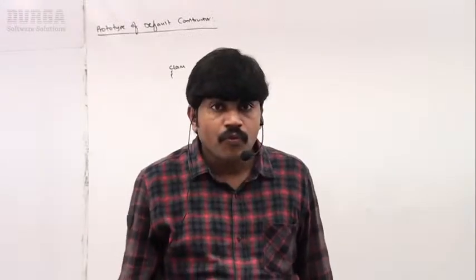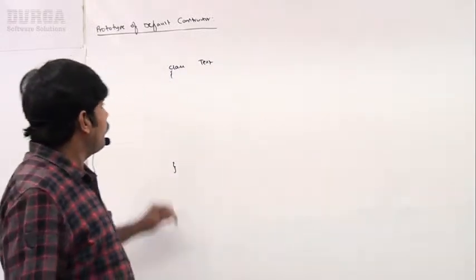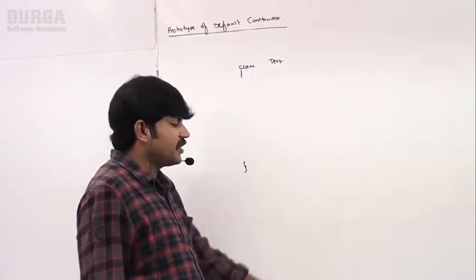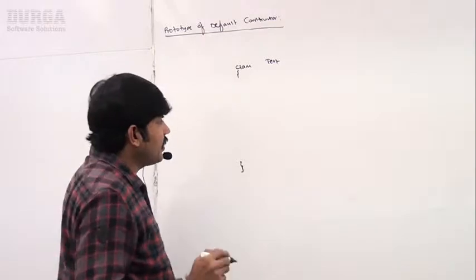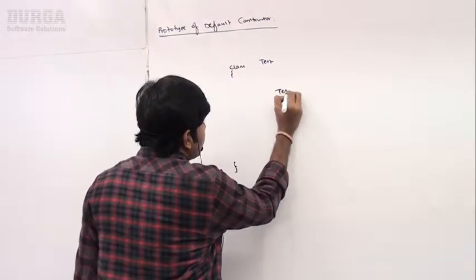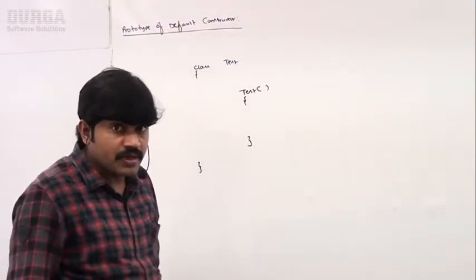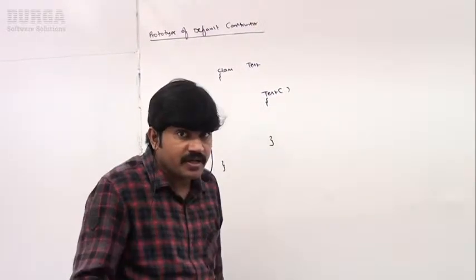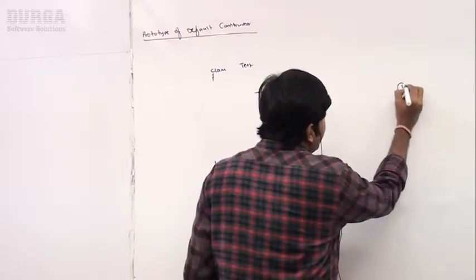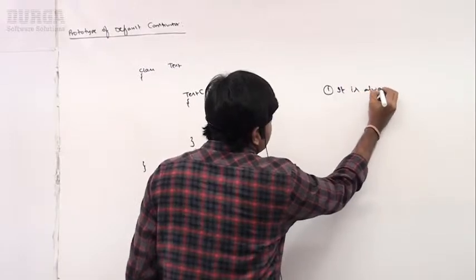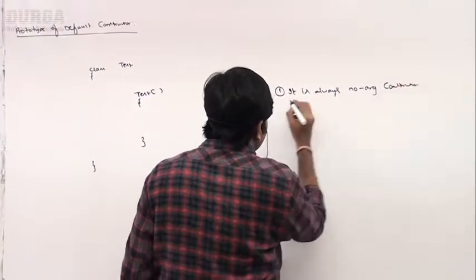Now I will explain what the prototype of the default constructor is. What is the prototype, sir? Sir, now in this case, will the compiler generate the default constructor or not? Yes, because we didn't write any constructor, right? So the first point here is that the default constructor is always a no-arg constructor. Remember this one. If the compiler is going to generate the default constructor, it is always a no-arg constructor only.